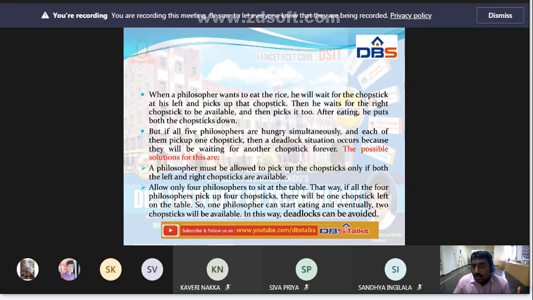If instead of 5 you allow 4 philosophers, then there is no problem of deadlock. If all 4 philosophers pick up 4 chopsticks, there will be 1 chopstick left on the table. So one philosopher can start eating, and eventually 2 chopsticks will be available. In this way, we avoid the deadlock. The solution is simply that instead of 5 persons, we use 4 persons. Whenever they feel hungry, they can eat easily.